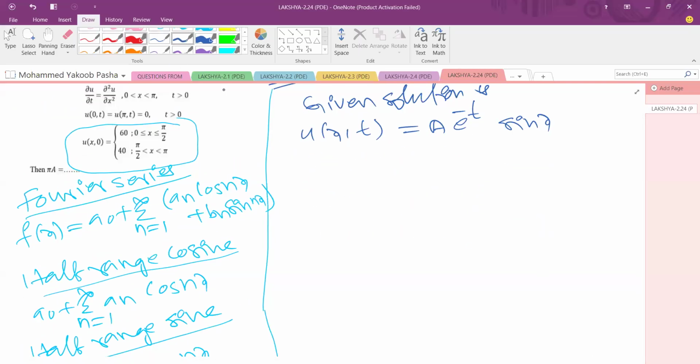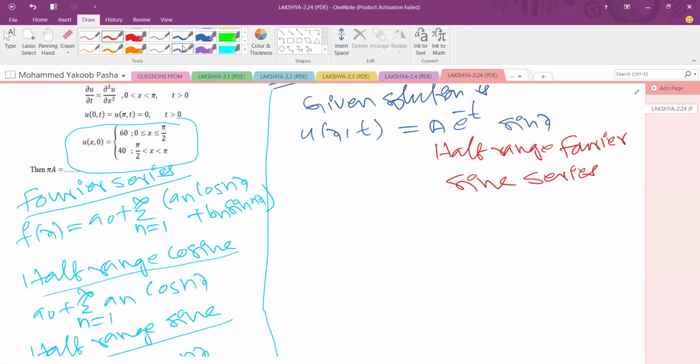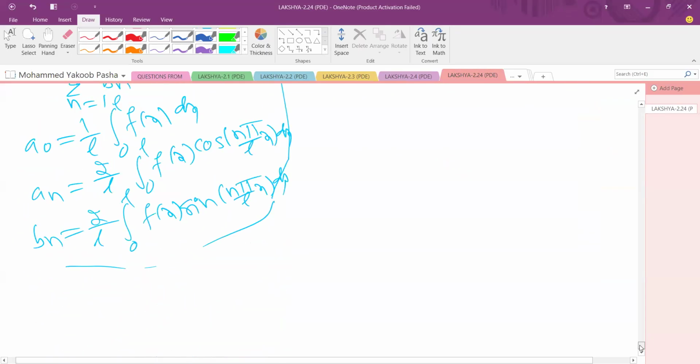Okay, I am writing this: the half-range Fourier sine series. When we have a half-range Fourier sine series, we can calculate the capital A value. Sorry, the bn value here. What is the bn value? It is 2 by L integral 0 to L f of x into sin n pi by L x dx. We use that formula.